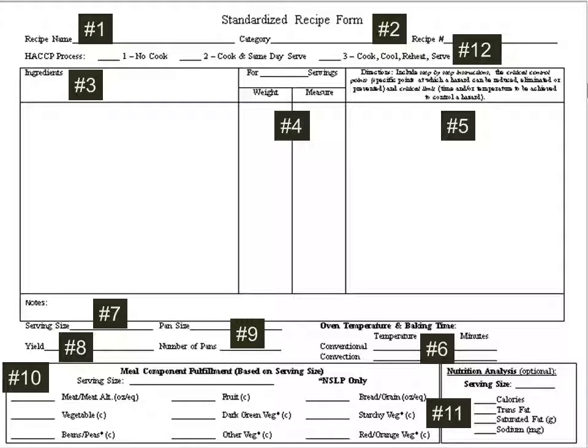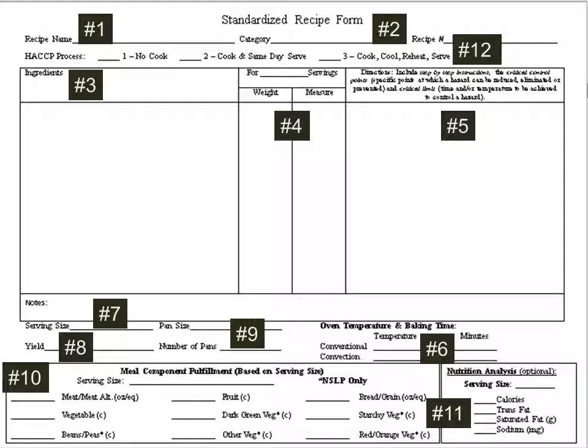There is no one official format for standardized recipes. However, there are 12 essential components that need to be included to ensure the recipe is made consistently each time. Pictured here is a standardized recipe form developed by the ODE Child Nutrition Programs. Let's walk through and define these 12 components.